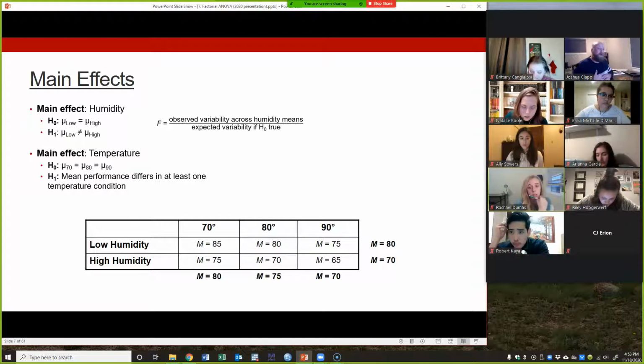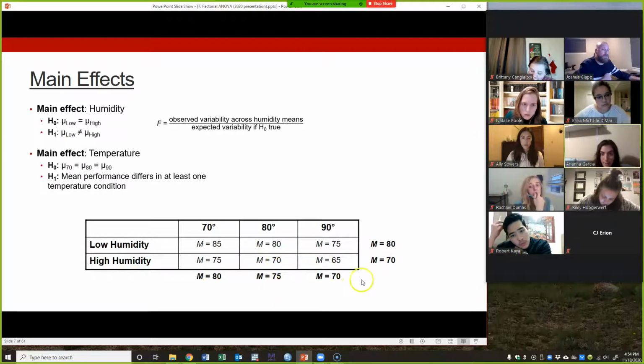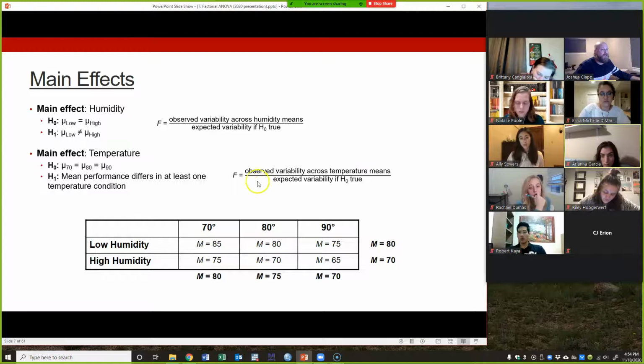Okay. Ari, where am I seeing my main effects of temperature? On the bottom. Okay. Do you want the means? Yeah. For 70 degrees, it's 80. For 80 degrees, it's 75. And for 90, it's 70. Exactly. Okay. So looking at this, do I see differences across here? Ignoring humidity, collapsing across humidity, do I see an effect of temperature? And what I'm going to get here is a separate F test that's going to look at my observed variability across temperature means over my expected variability, assuming the null hypothesis is true.